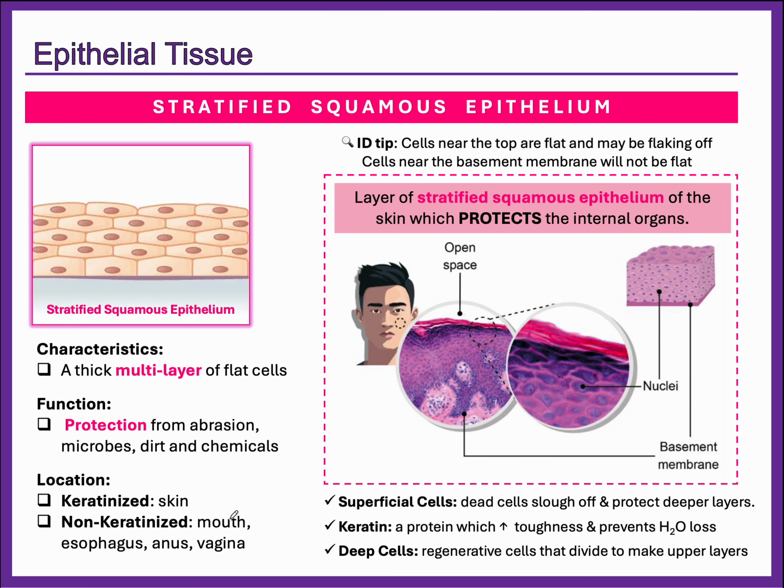So any opening to our body or any external part of our body that is exposed to the outside world will want to protect itself with the stratified squamous, right? And then as we get in slowly, we can change the type of tissue for the function that we need, okay? So over here in this picture, you see a layer of stratified squamous epithelium of the skin, which protects the internal organs, right?